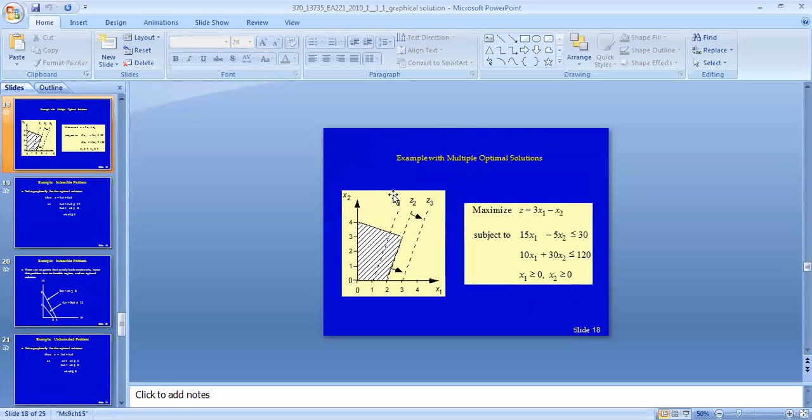Suppose an example with multiple optimal solutions. There is a fixed feasible region. So for this maximization problem, subject to the constraints, there are 2 here. Actually, in this case we can draw this. These are 2 straight lines only. Just we get this is the less equal to and this is the less equal to.